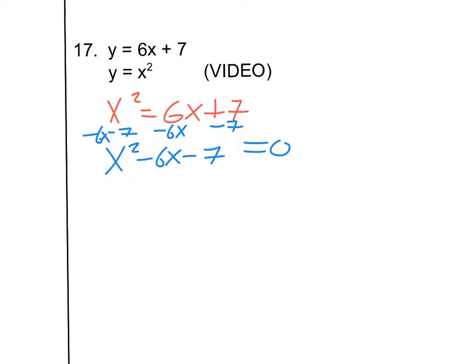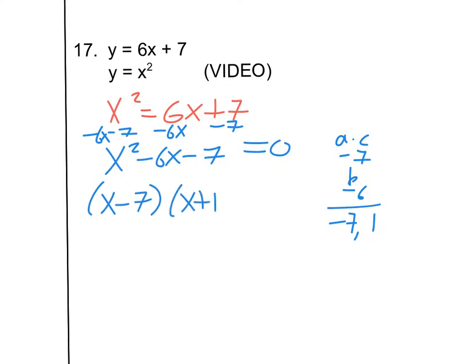And by golly, this looks factorable. We've got a times c is negative 7, the b is negative 6. That's going to be negative 7 and positive 1. This is going to factor into x minus 7 and x plus 1, which equals 0. That means that x equals 7 and x equals negative 1 would be our two solutions.